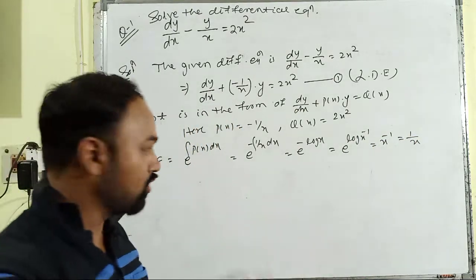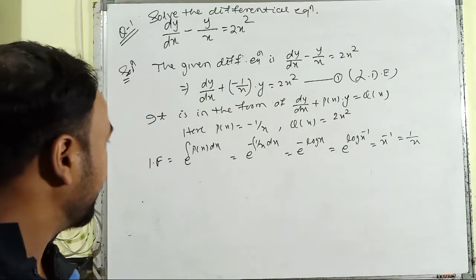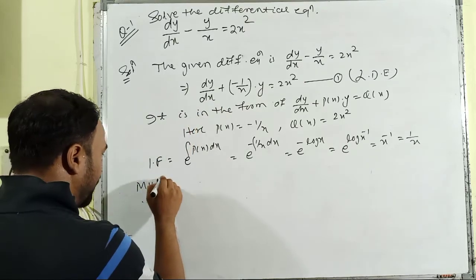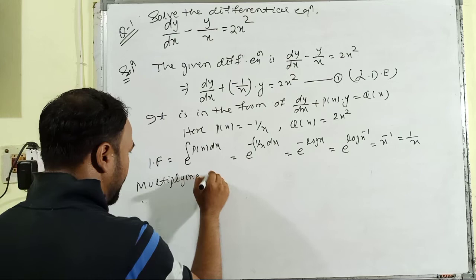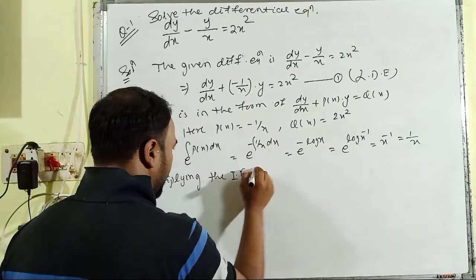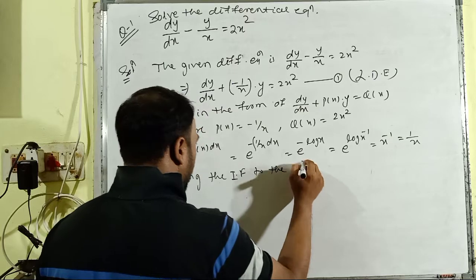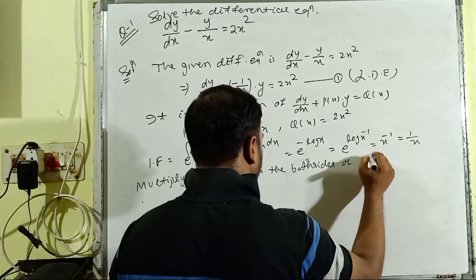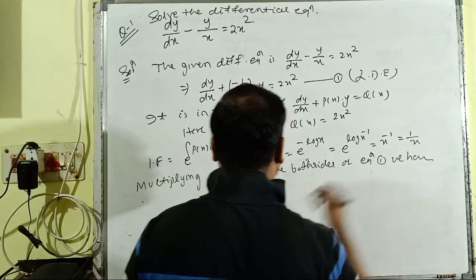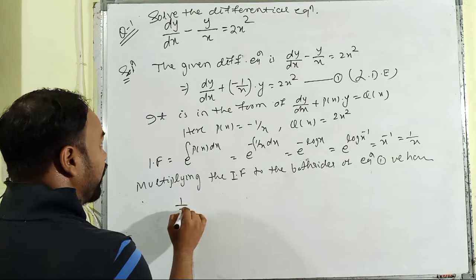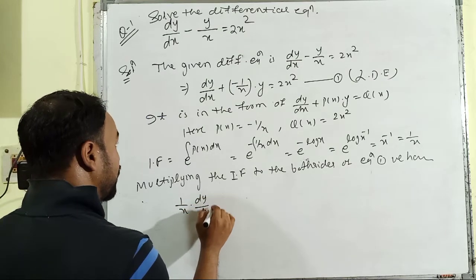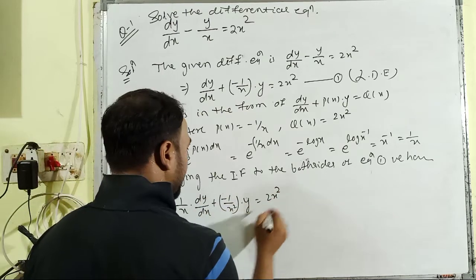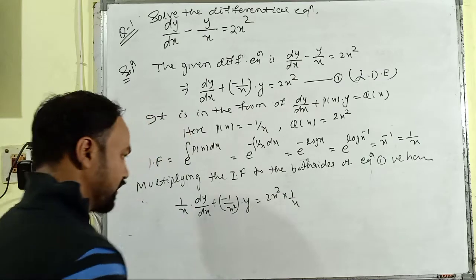Then step number 3 comes. We have to multiply the integrating factor into the linear differential equation. That means, multiplying the integrating factor to both sides of equation 1, we have 1 upon x dy upon dx plus minus 1 upon x square y, equal to 2x square multiplied with 1 upon x.